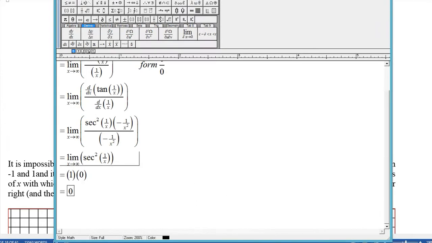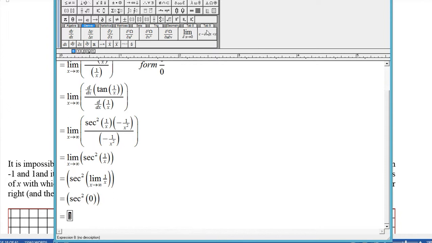Okay, so actually, then we can essentially pull this limit all the way in here. And the limit as x goes to infinity of 1 over x is 0. And so this part here just becomes 0. Secant of 0 is 1, and 1 squared is 1, and so the limit is 1.